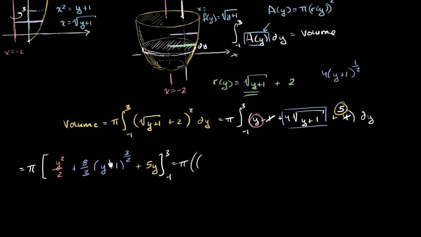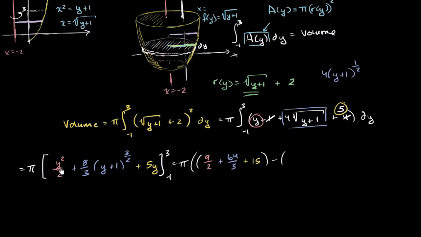So 3 squared over 2 is 9/2. 3 plus 1 is 4 to the 3/2. Well, that's, let's see, the square root of 4 is 2, to the 3rd power is 8. 8 times 8/3 is 64 over 3. So plus 64 over 3. You have 5 times 3, well, that's going to be 15, plus 15. And from that, we're going to subtract all this business evaluated at -1.